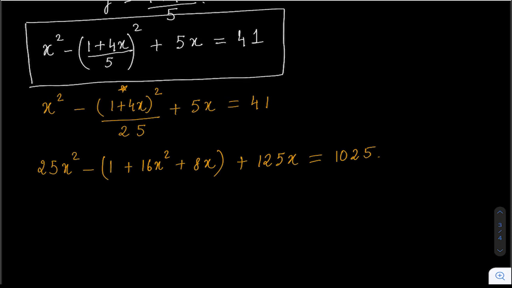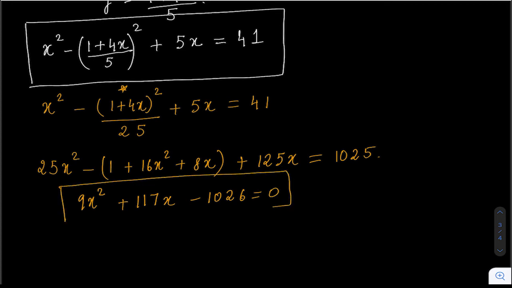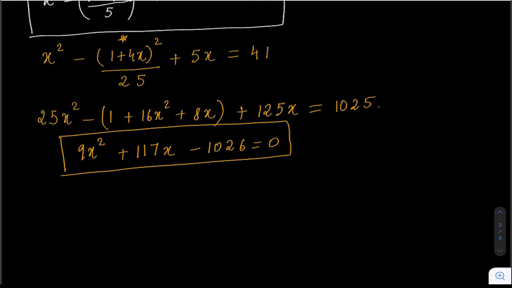So now let's simplify this. 25x square minus 16x square, that will give me 9x square. And then I will get 125 minus 8, that is 117x. And then I will get 25 minus 1, that is 24... so minus 1024 equals 0. Now this is the simplified quadratic that I am getting.